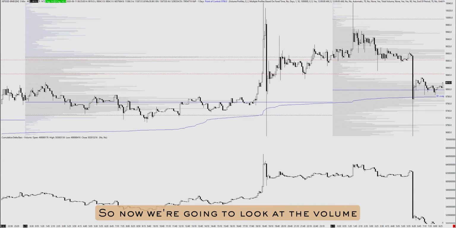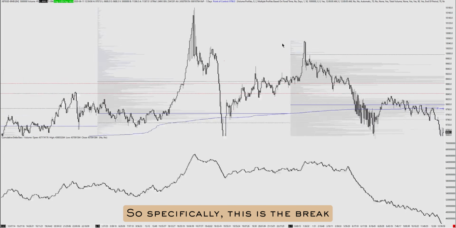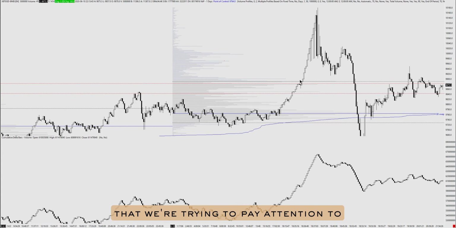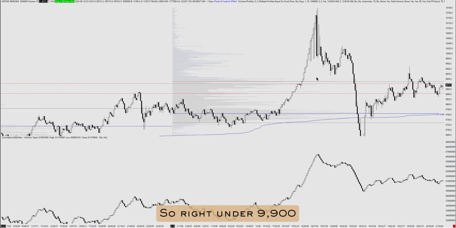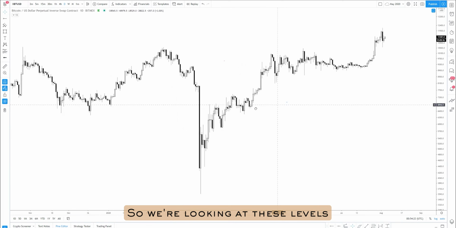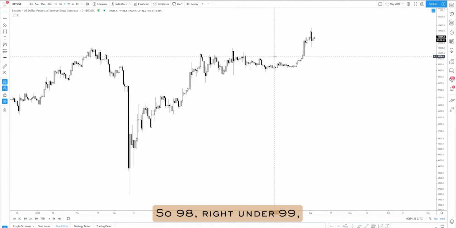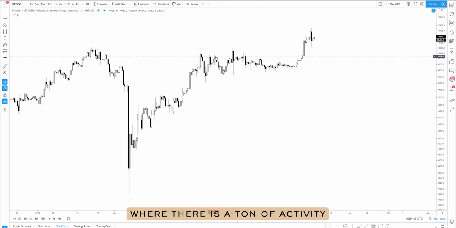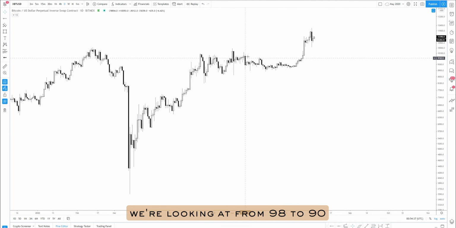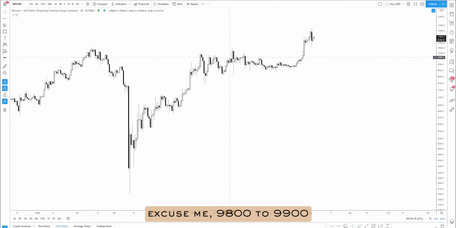So now we're going to look at the volume-based chart. Specifically, this is the break. Just to relabel, this is the 9840, 9900 level that we're trying to pay attention to. So these two red lines, right under 9900. Just to reiterate why these are important, backing up, we're looking at these levels right here. 98, right under 99, where there was a ton of activity where we rejected prior. So 99, 92 right there, right below. We're looking at from 9800 to 9900.